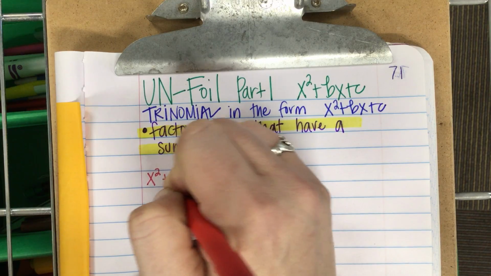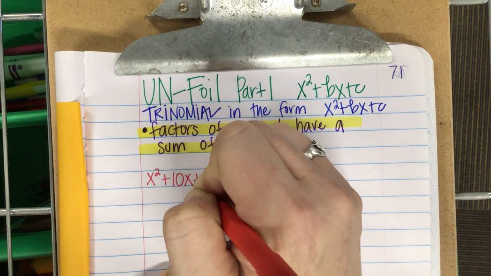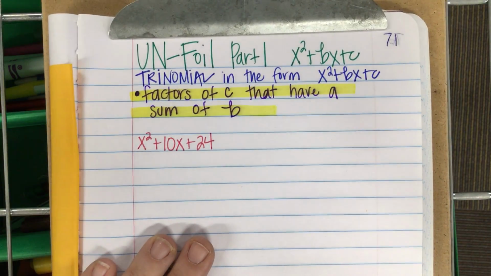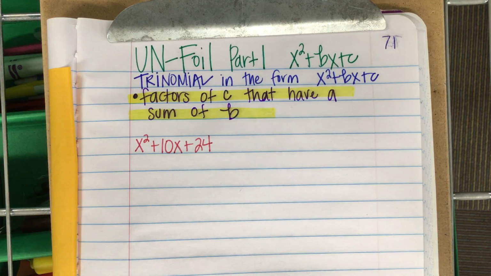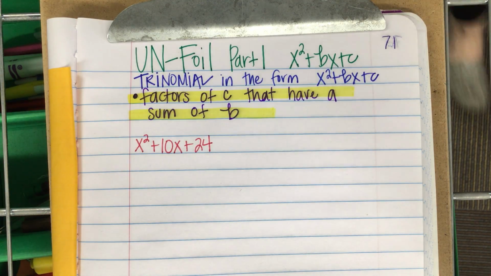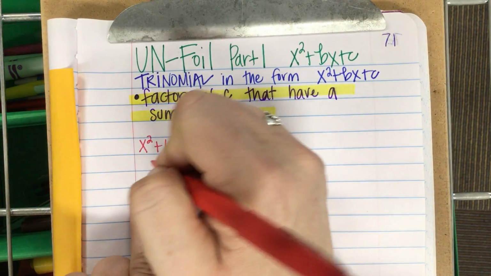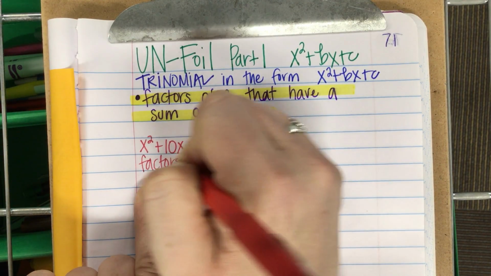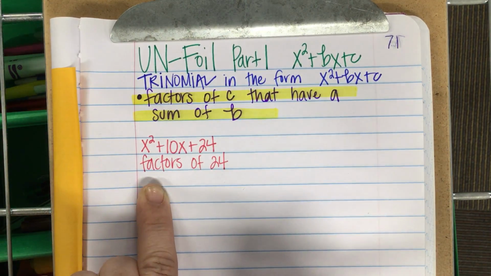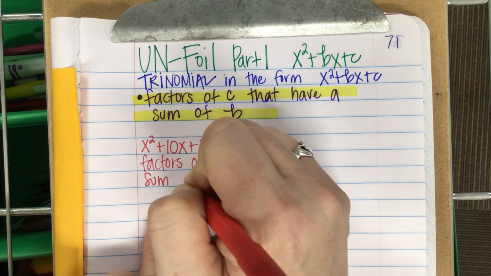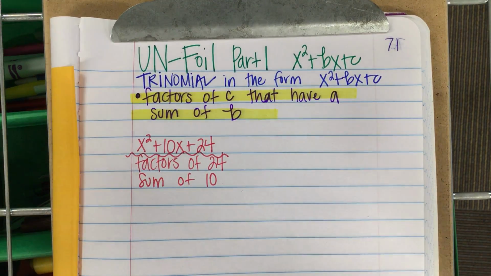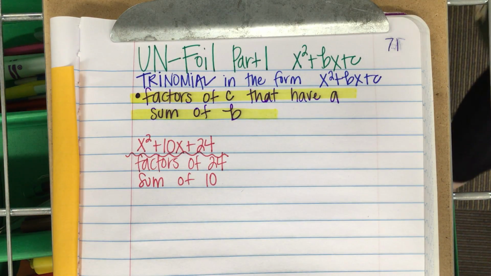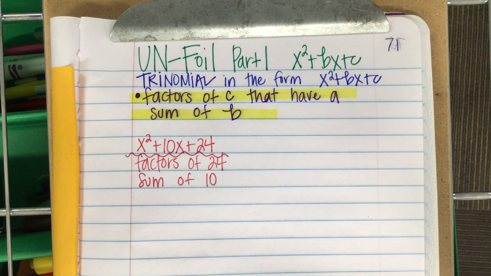X squared plus 10x plus 24. What's my c value? 24. What's my b value? 10. I'm looking for factors of 24 that have a sum of 10. I'm looking for factors of c that have a sum of b. Factors of 24 that have a sum of 10.